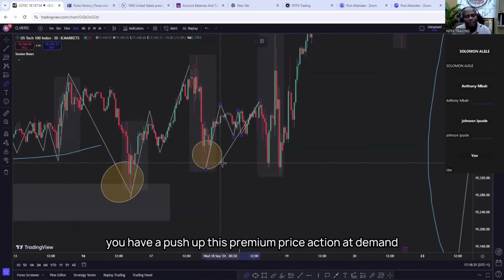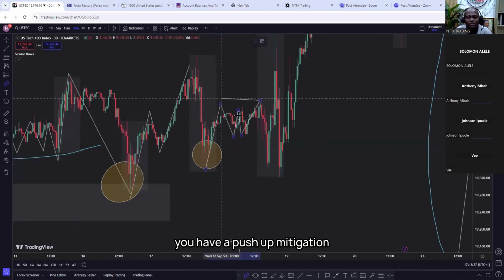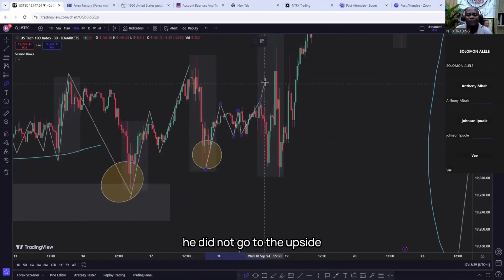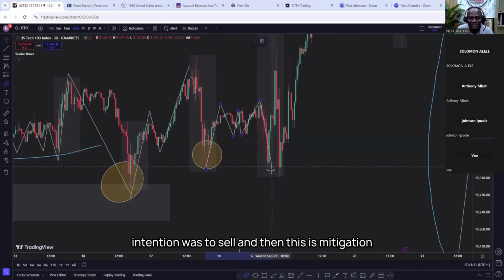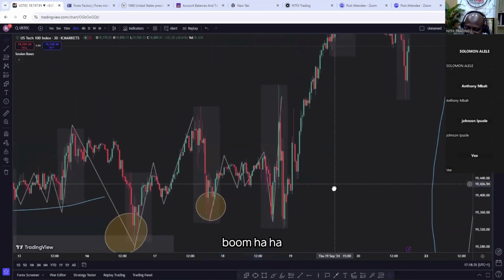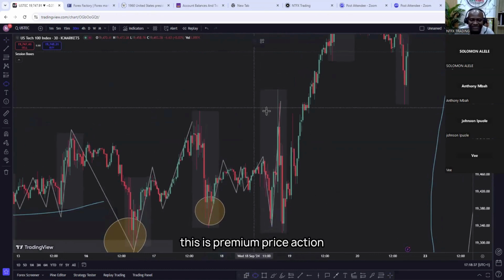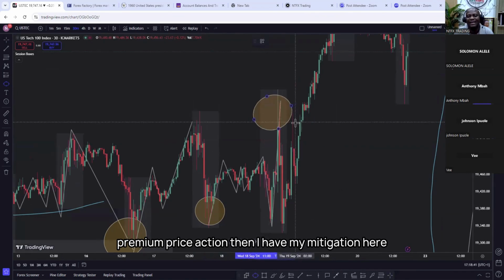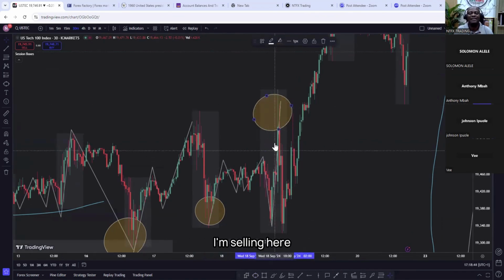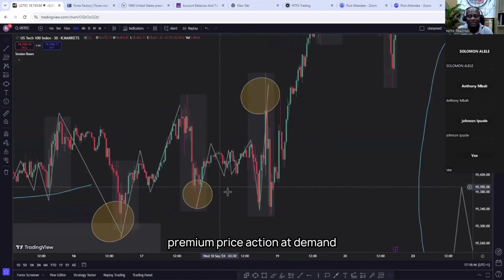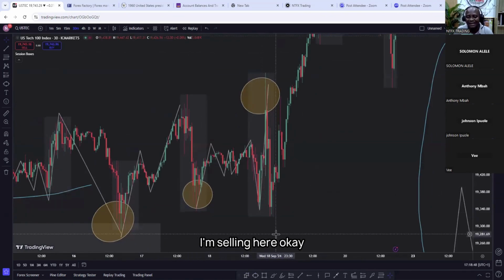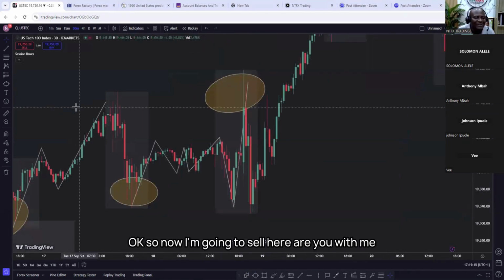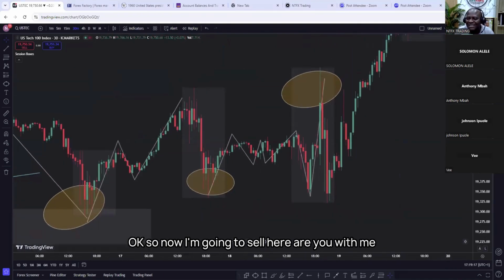You have a push up, this premium price action at demand. You have a push up mitigation. It did not break to the upside. The intention was to sell. And then this is mitigation. This is premium price action at demand. Then I have my mitigation here. I'm selling here. Premium price action at demand.